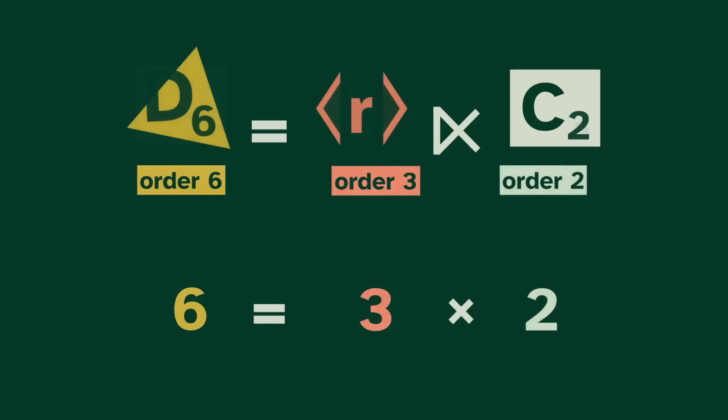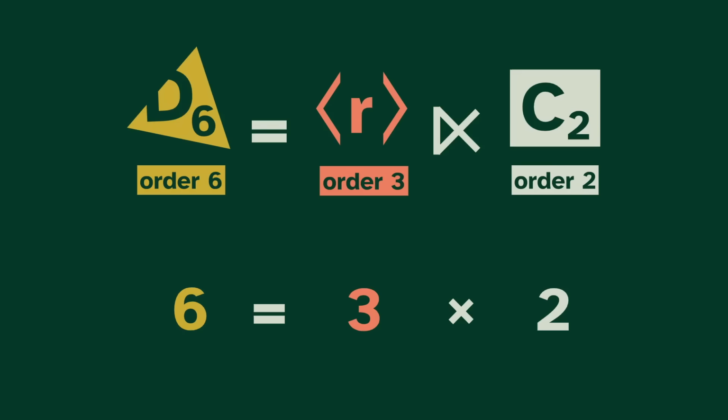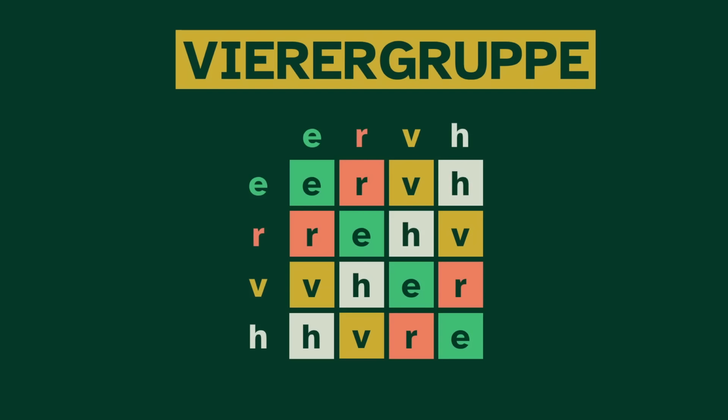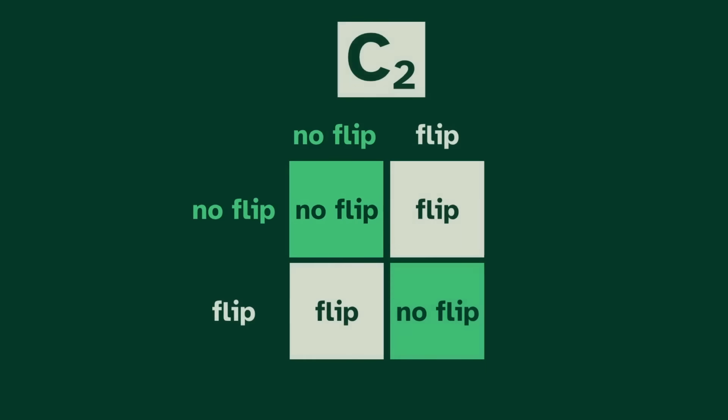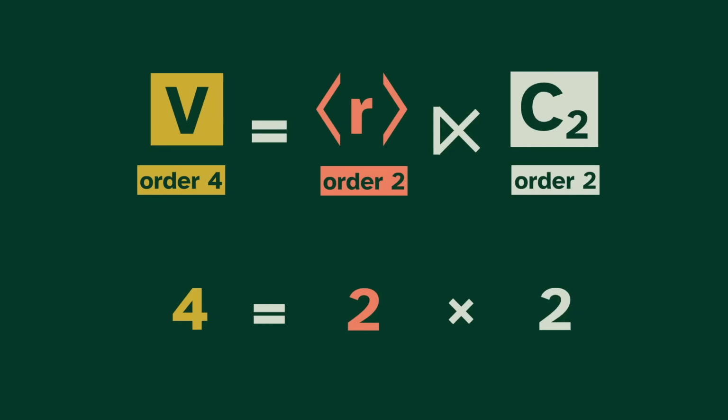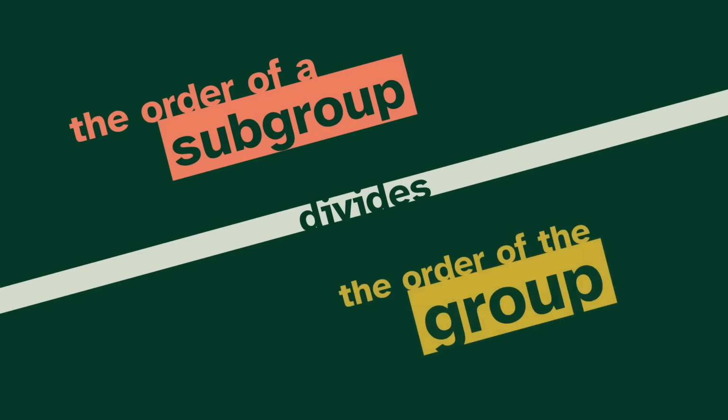And earlier we had something very similar. And we could do the same thing with the Viergruppe! Setting the rotation subgroup as neutral makes C2. We have order 4 as the product of order 2 and order 2. The order of a subgroup divides the order of the group.